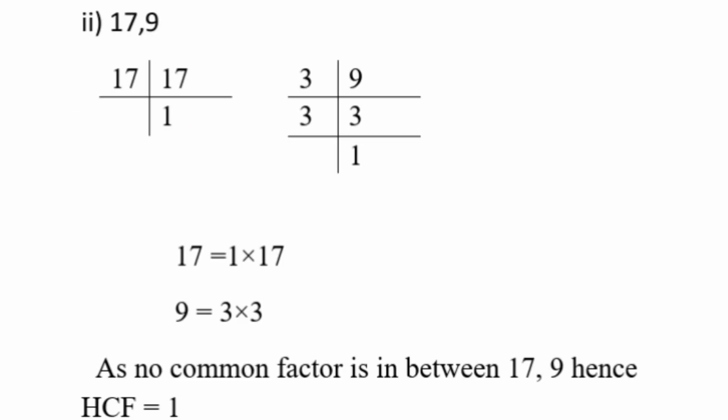Second one, for finding HCF or GCD, the numbers are 17 and 9. 17 is a prime number, so it can be written as 1 into 17, and 9 is equal to 3 multiplied by 3. As no common factor is there between 17 and 9, so HCF or GCD is 1.